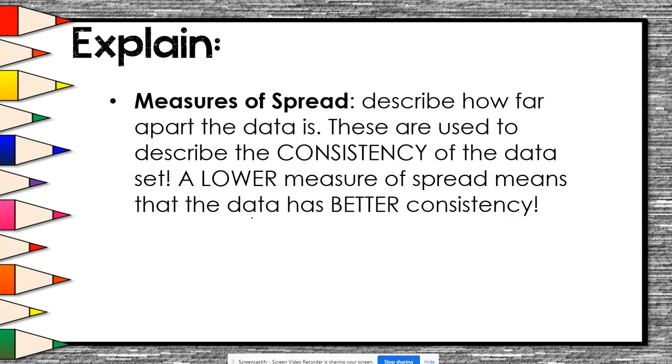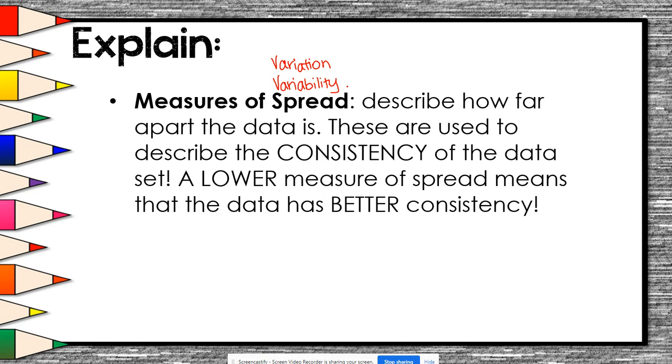Measures of spread describe how far apart the data is, or how spread the data is. Measures of spread you'll also see referred to as measures of variability, or even measures of variation. So you'll see all of these words and you need to know they mean the same thing. So again, they show how spread apart or how far apart your data is, and they are used to describe the consistency. Consistency is just another way of saying how reliable your data is.